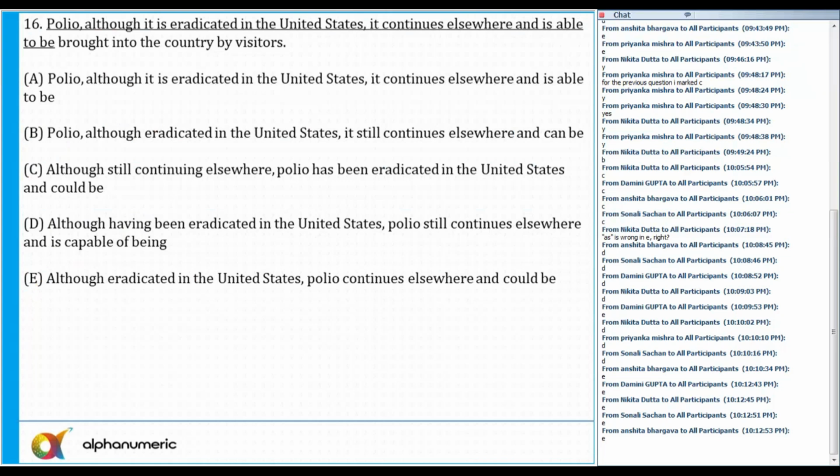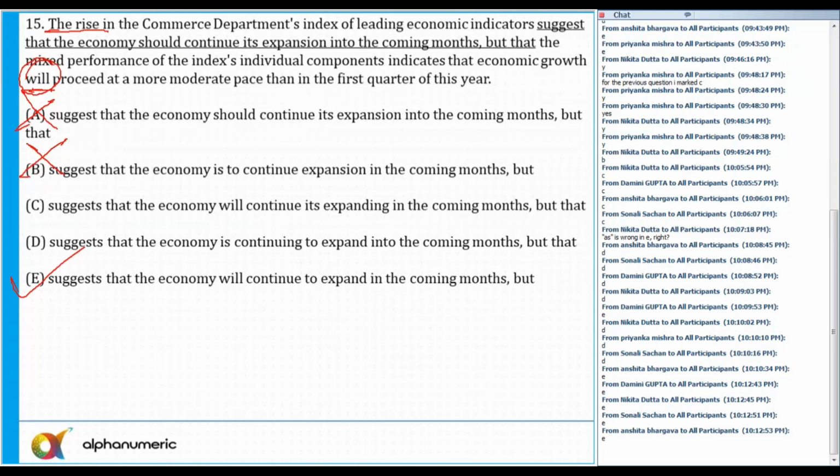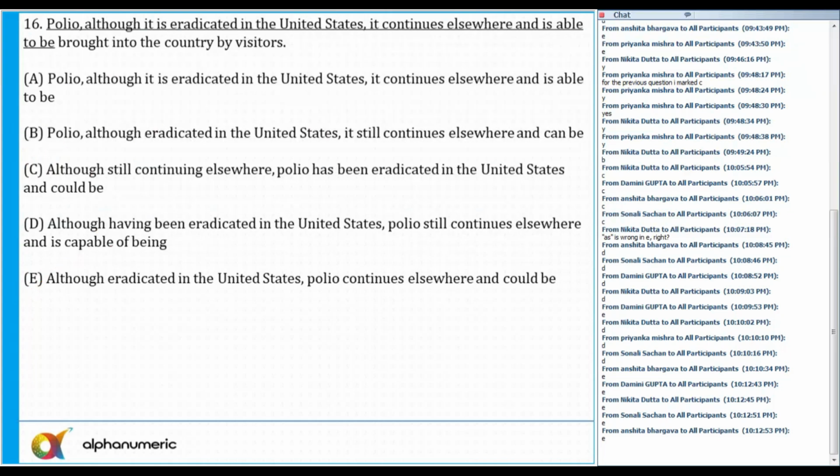Okay, if you're done, then let's check the last 5 questions. Number 16. Question number 16. Polio, although it is eradicated in the United States, this is where it went wrong, because when we already have a subject, we don't have to introduce the subject again. Polio, although eradicated in the United States, would have been better. Otherwise there is redundancy.